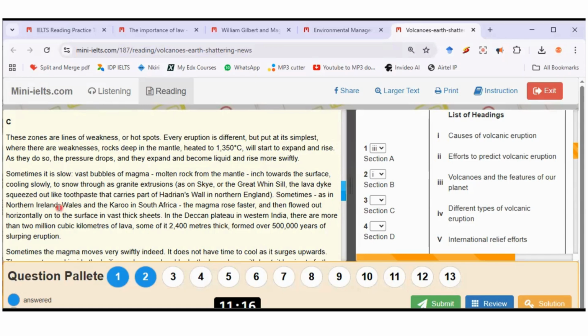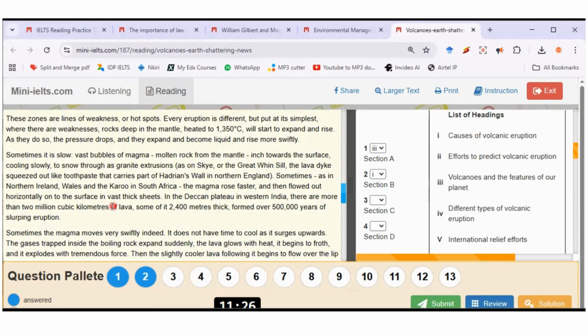Sometimes, as in Northern Ireland, Wales, and Karoo in South Africa, the magma rose faster and then flowed out horizontally. They are even describing how the volcano happens. In the Deccan Plateau of Western India, there are more than 2 million cubic kilometers of lava, some of it 2,400 meters thick, formed over 500,000 years of sloping eruption.